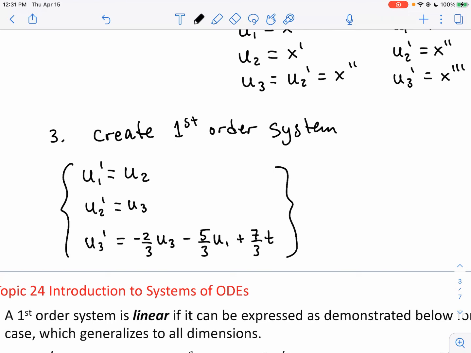They're first order because the highest derivative present is a first derivative, and it involves only the dependent variables u1, u2, u3, and also the independent variables involved. So this is not autonomous because the independent variable is involved right here.